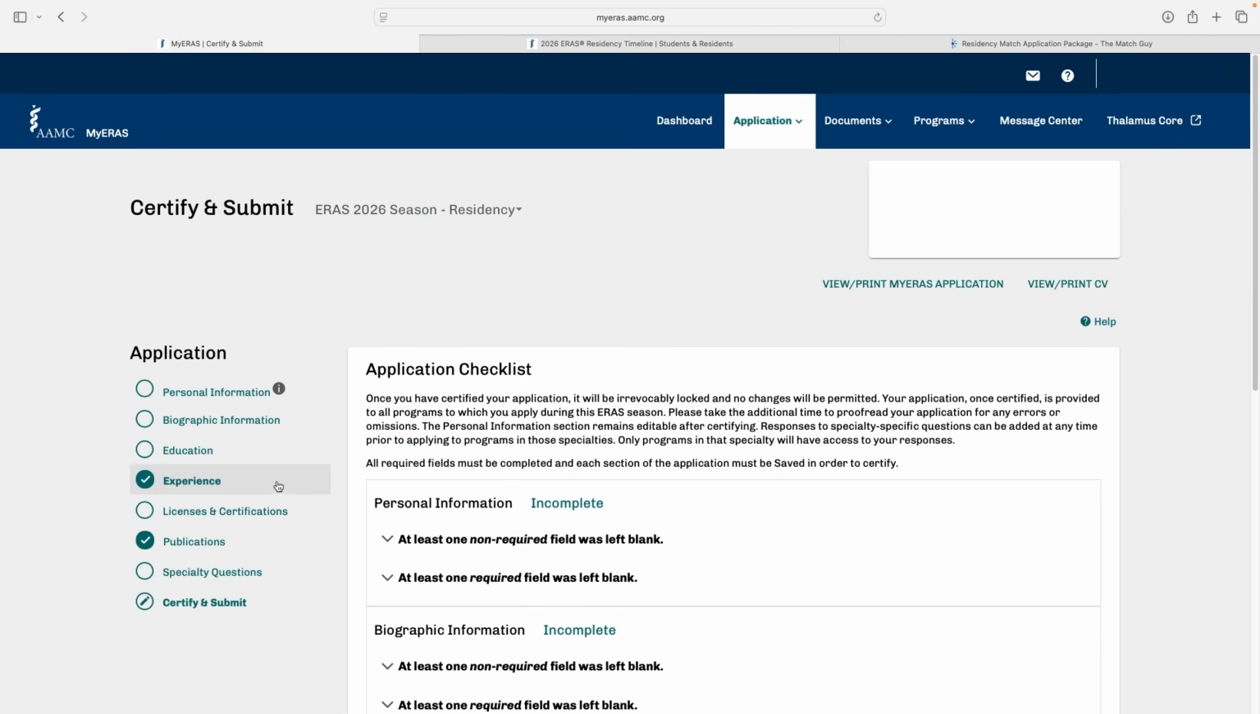So again, once you certify and submit, you won't be able to add publications or experiences. The only section you can change is the personal information. And another thing that people ask about: you can't do multiple CVs for each application, because some applicants apply for internal medicine and surgery, and they have LORs from internal medicine and LORs from surgery. They have a different personal statement, and you can do that.